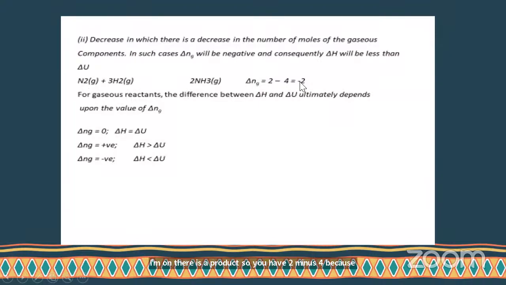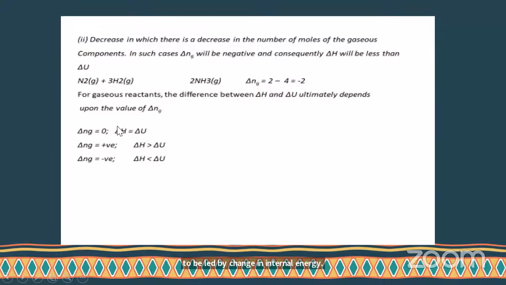And 2 minus 4 is a negative sign, and it will give us minus 2. So because you have a negative change in number of gaseous components, the change in enthalpy is going to be less than change in internal energy.